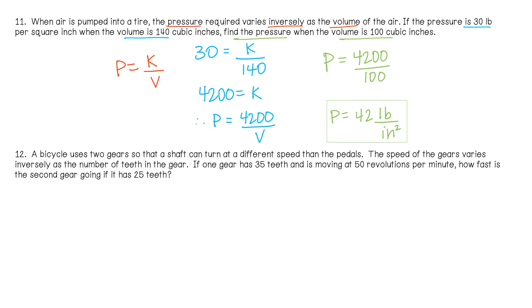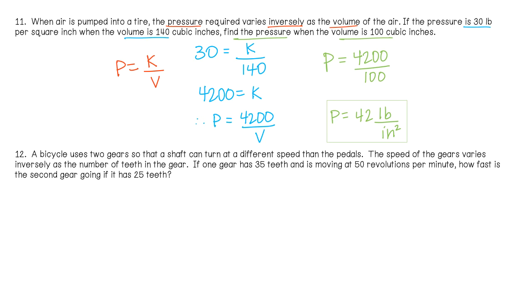I want you to try this next one, but on your own. So go ahead and pause the video, and then you can check to see if you match my answer in the end. A bicycle uses 2 gears so that a shaft can turn at a different speed than the pedals. The speed of the gears varies inversely as the number of teeth in the gear. If one gear has 35 teeth and is moving at 50 revolutions per minute, how fast is the second gear going if it has 25 teeth?